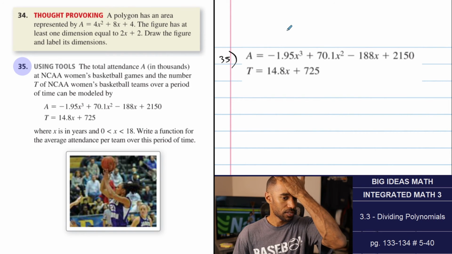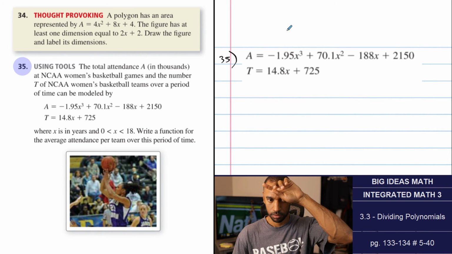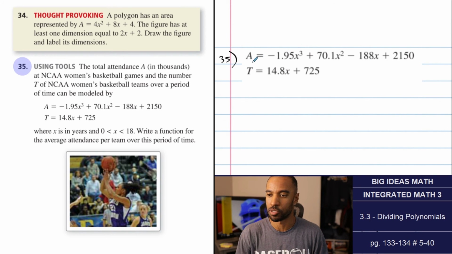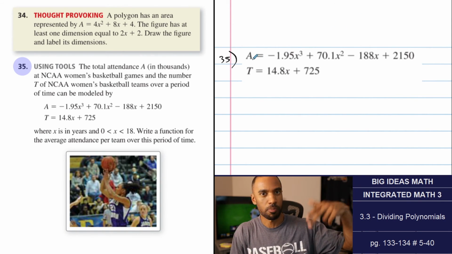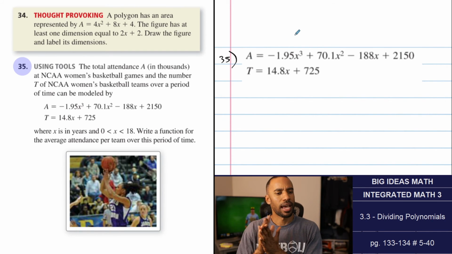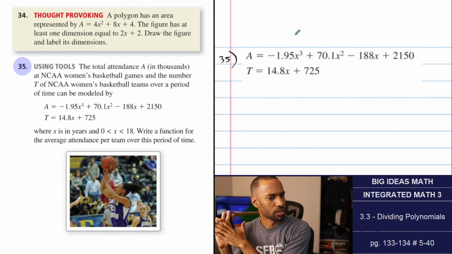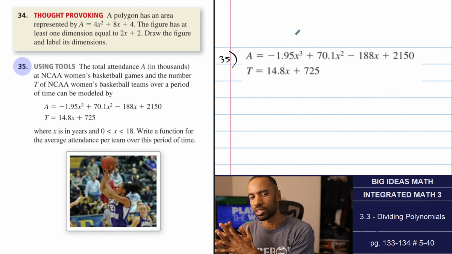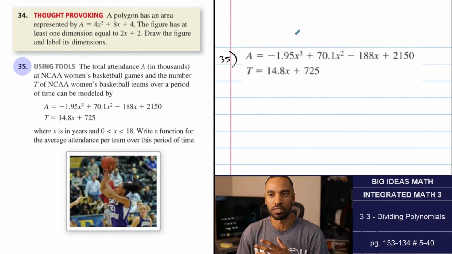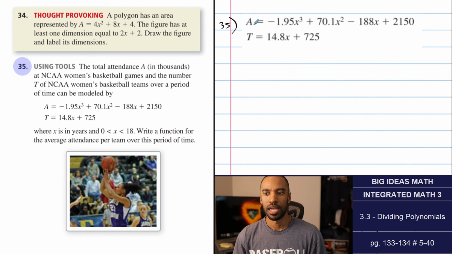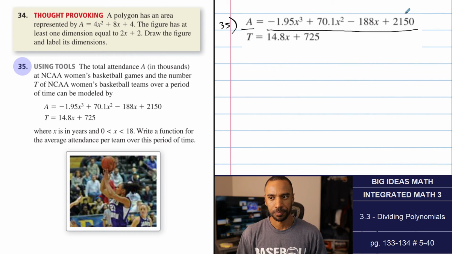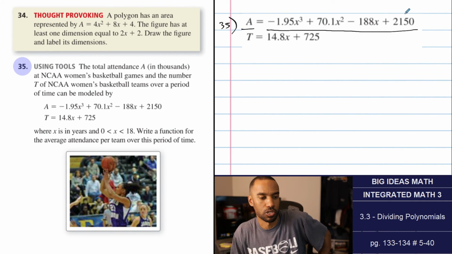So attendance is A. Number of teams is T. I guess the number of teams is growing over time or something like that. So you divide attendance by teams, right? Attendance by teams, and then you get a function for it. Now, I don't know if we're doing the slope aspect of that. X doesn't equal 0 and 18. They did say average attendance per team. I think we're just talking about the division aspect, doing a division of A divided by T equals this divided by this. Come up with a function. It's really just their question.